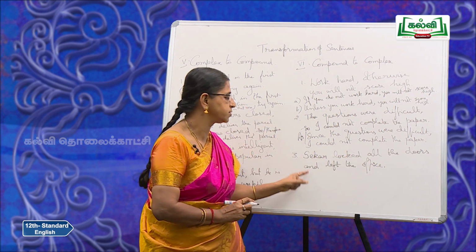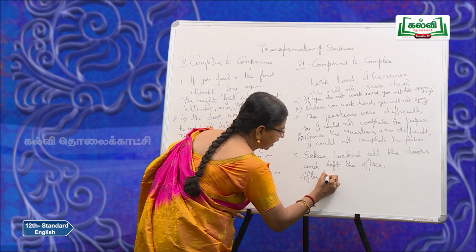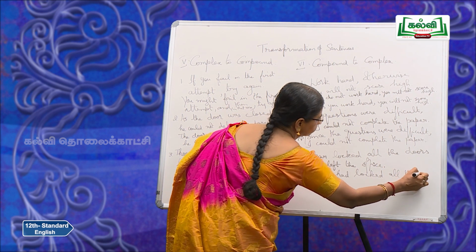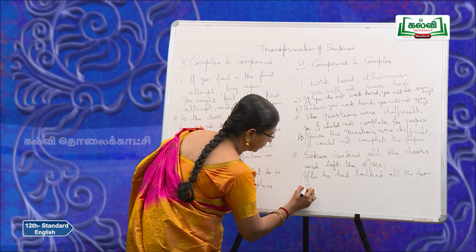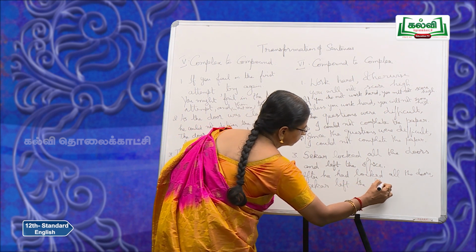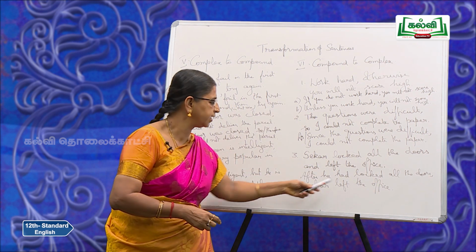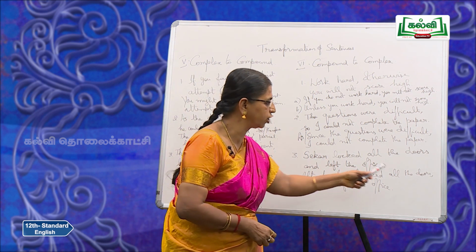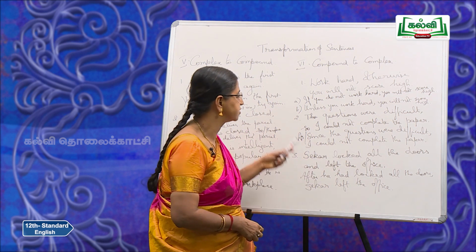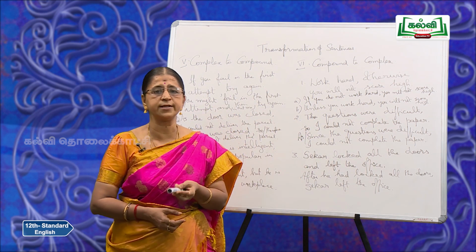Now, Shekhar locked all the doors and left the office. So, a sequence of events here. So, after he had locked all the doors, comma, Shekhar left the office. Shekhar left the office is the main clause. When? After he had locked all the doors is the subordinate clause. Here also, I could not complete the paper is the main clause. Why? As or since the questions were difficult is the subordinate clause. So, remember the rules, children, and apply them properly.